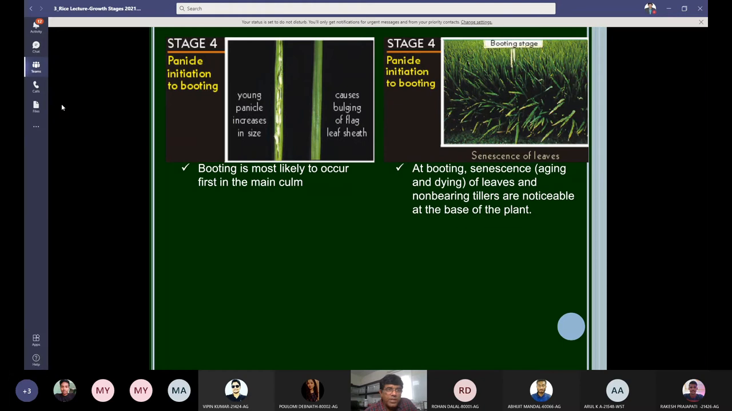So we continue with the panicle initiation to booting. Booting is most likely to occur first in the main clump. Same thing at boot. Here is a problem that senescence may also start. Aging and dying of leaves and non-bearing tillers are noticeable at the base of the plant, because base leaves are not getting light directly. So they start yellowing or drying or turning brown, or senescence is happening in the lower leaves.